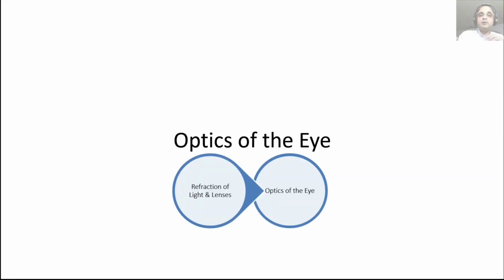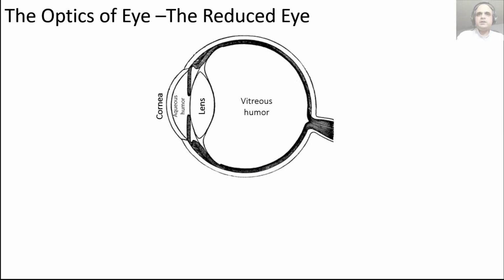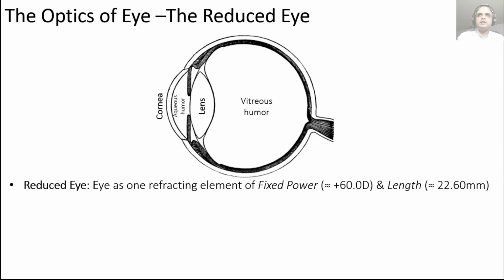Now we're going to be talking about optics of the eye, which is the first thing that is remotely related to the eye in this discussion. The first thing that we need to talk about when we talk about the optics of the eye is the concept of the reduced eye. And the reduced eye concept is really not that difficult. What it does is it considers the eye to be a singular refractive surface of a fixed power, which is about 60 diopters, and of a fixed length, which is about 22.6 millimeters.